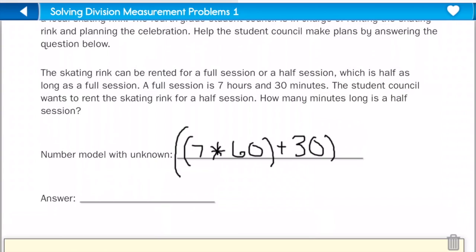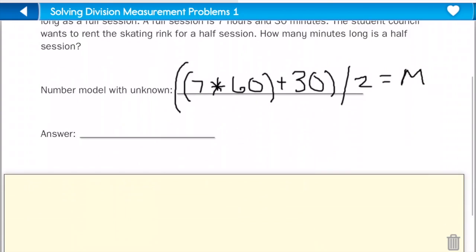And now I need to figure out how long is half of this. And so what would I do to figure out how much half of this would be? Yeah, I would divide it by 2. And then so let's equal that for m for minutes, okay? So now we have to solve this problem.